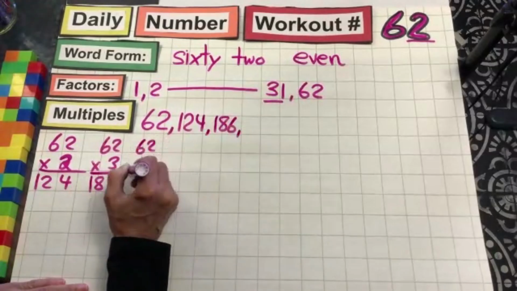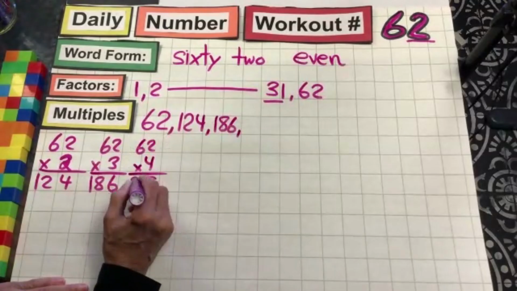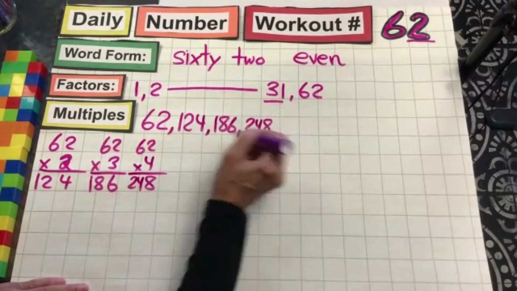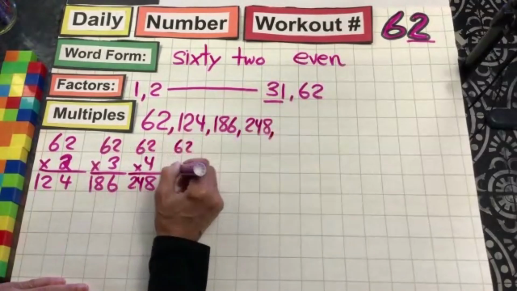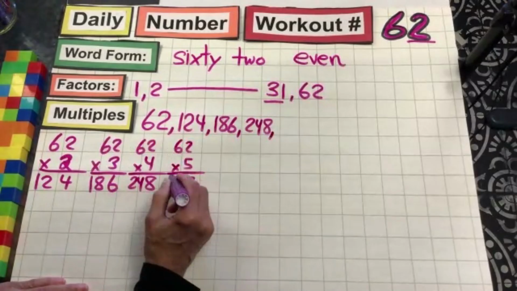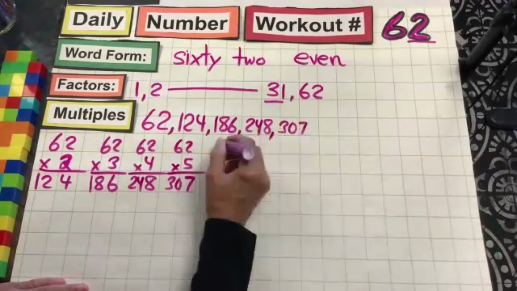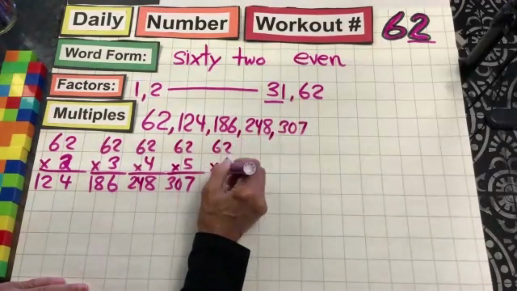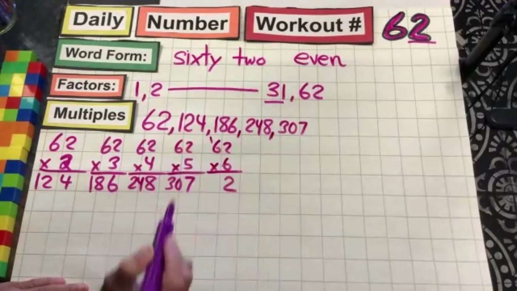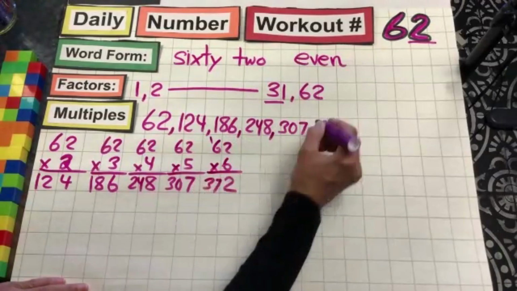62 times 4. 4 times 2 is 8. 4 times 6 is 24. We have 248. 62 times 5. 5 times 2 is 10. 5 times 6 is 30. 310. 62 times 6. 6 times 2 is 12. Drop the 2, carry the 1. 6 times 6 is 36 plus 1, 37.